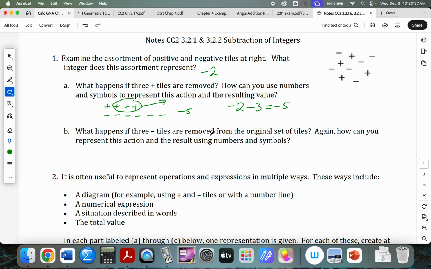What would happen if we remove 3 negative tiles? So let's do the same thing. So we've got 4 positives, 6 negatives. And we remove these 3 negative tiles. What's left? 1. So if I started with -2 and I removed, so minus 3 negatives, I end up at +1.